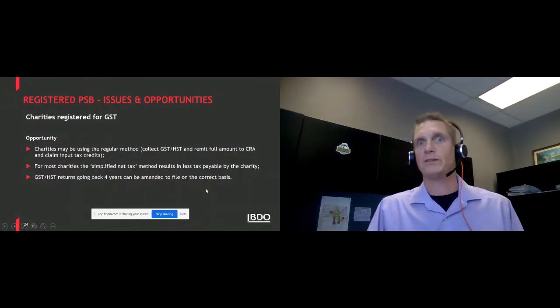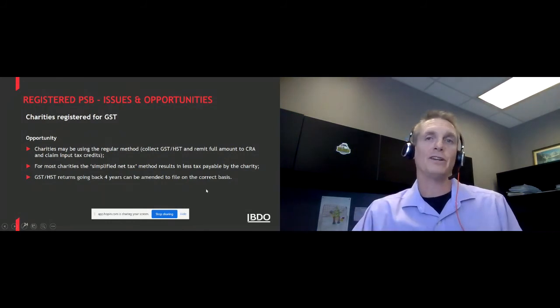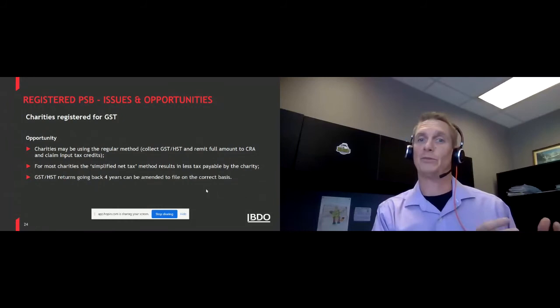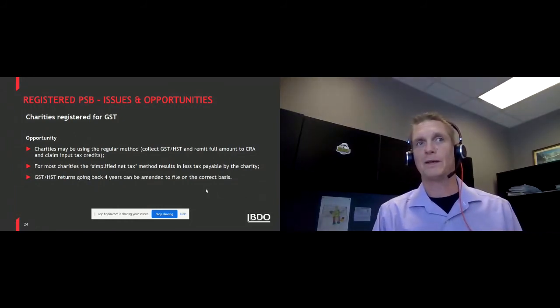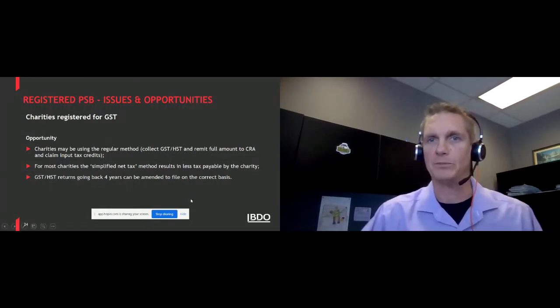Now, this actually presents a bit of an opportunity for charities, because when you run the numbers, a lot of charities are actually quite a bit better off by using this method because of that 40% of the tax that you're allowed to keep, compared to having to remit all of the tax you collect and then claim input tax credits.